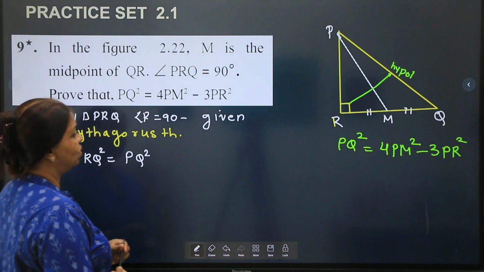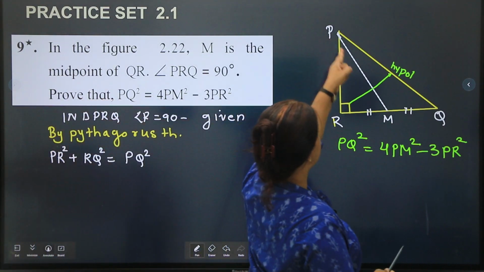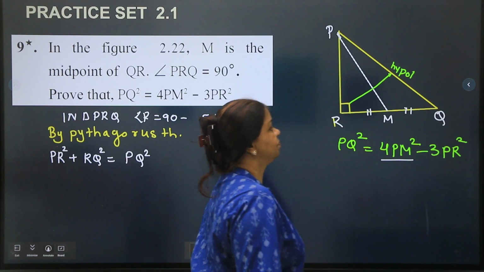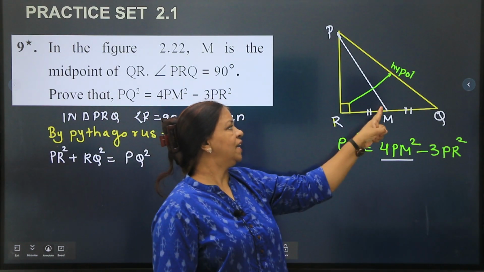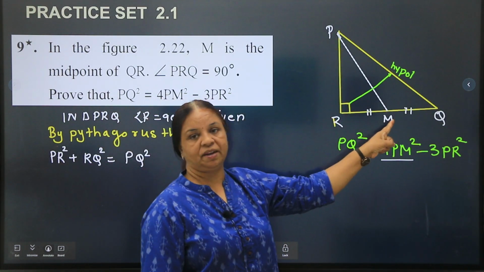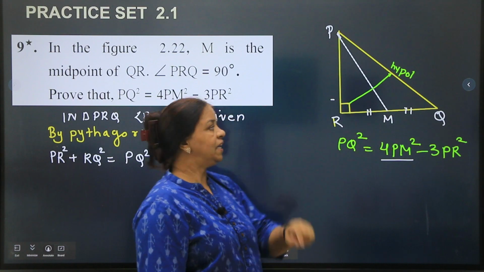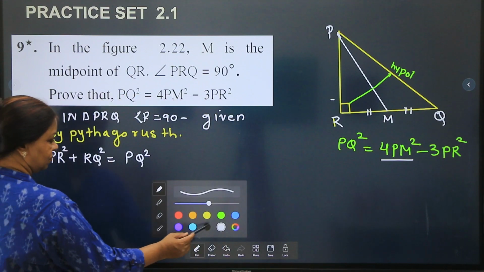Now further, what I want is PM square. See, this is PM square. So where am I getting PM? I am getting it in triangle PRM. Okay. So let me take triangle PRM.